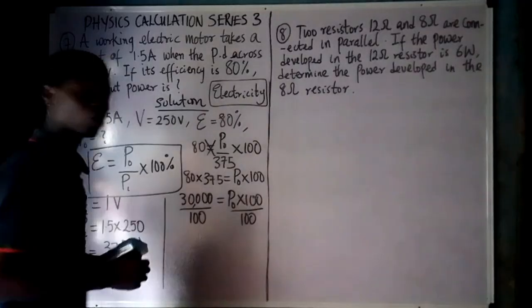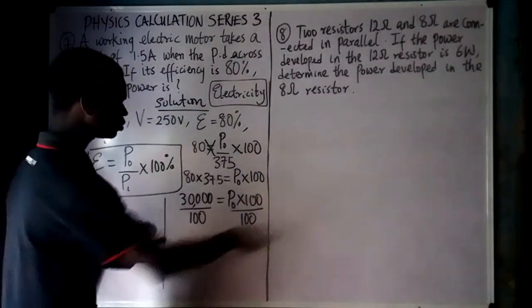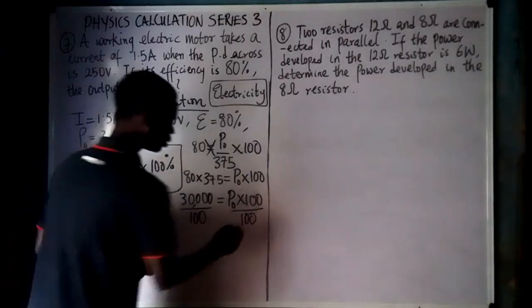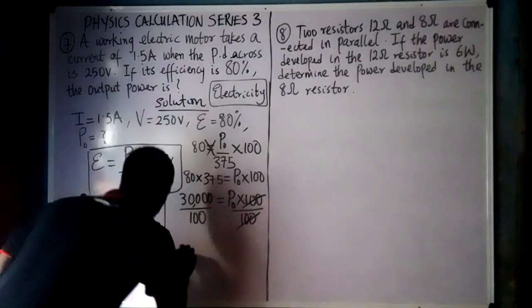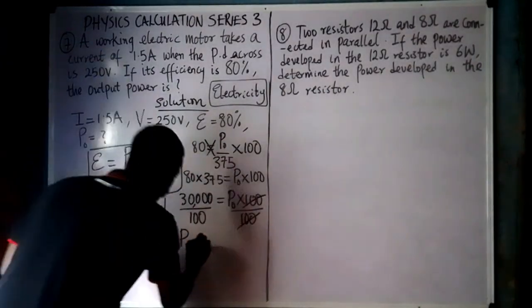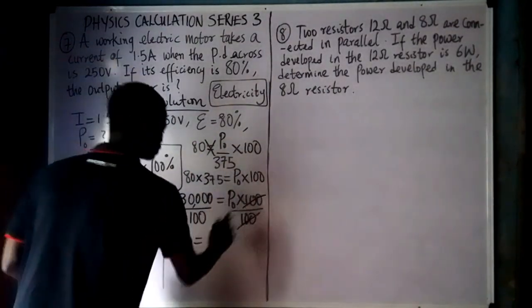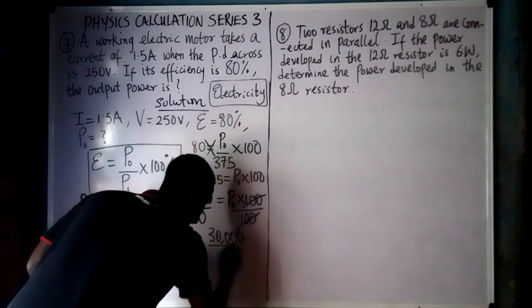I hope you are seeing how this question is being solved. So from here, what will happen? On this side, 100 cancels 100. What will be left? You have output power, that is P subscript 0, is equal to what is on this side, which we will bring this way: 30,000 over 100.